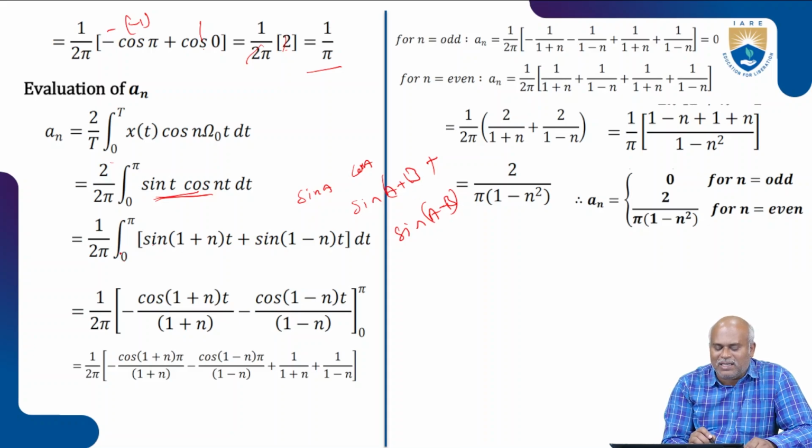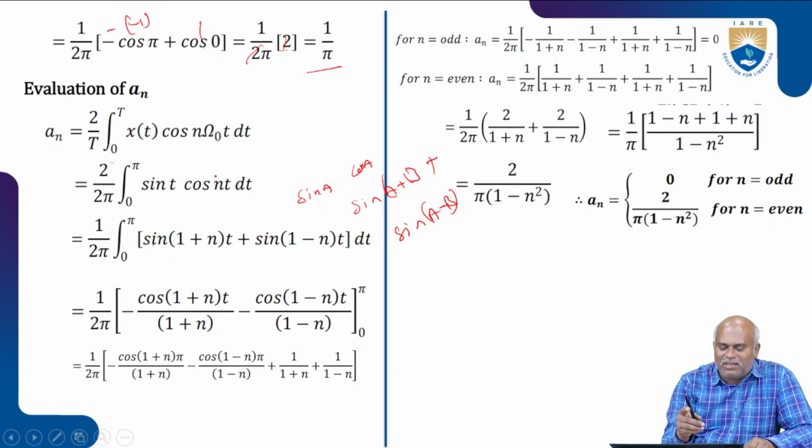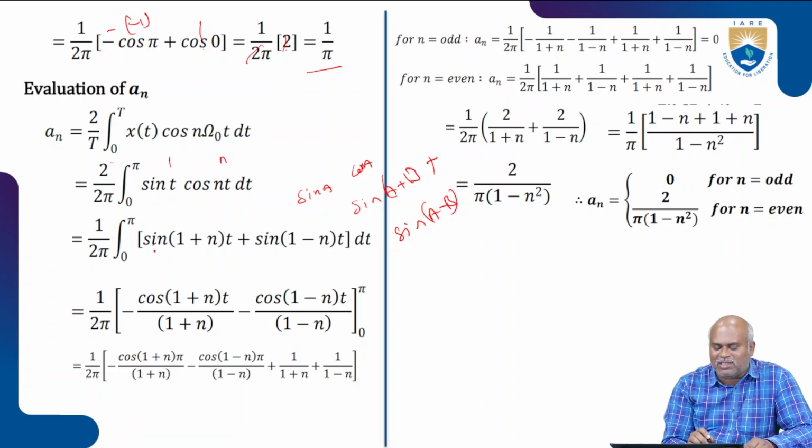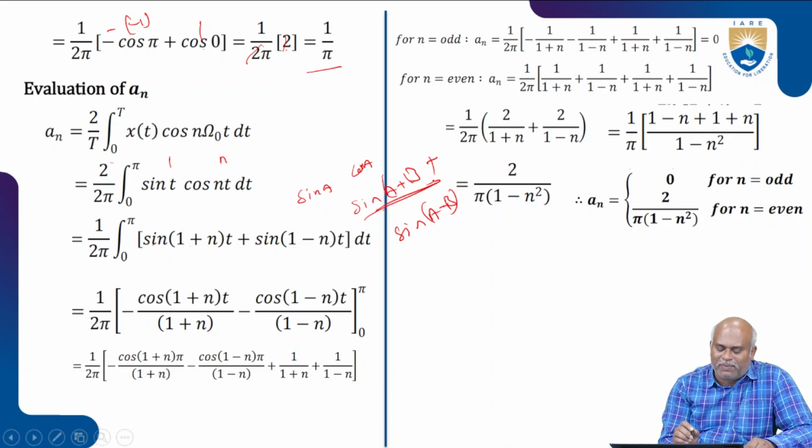Then I write 1 by 2 pi, integration of 0 to pi, sin of 1 plus n, where 1 is from sin t and n is present here, as per the trigonometric formula: sin of (1 plus n) t plus sin of (1 minus n) t dt.